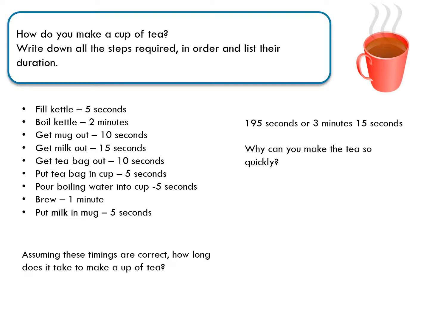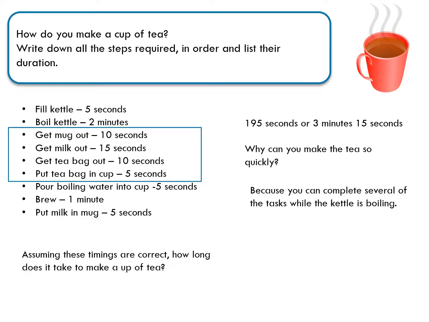Now you might notice that this isn't the same as just adding all the times together. So why can I make the tea so quickly? Why can I make it quicker than adding all these different times together? And the key is that I can complete several tasks while the kettle is boiling. I can get the mug out, get the milk out, get the tea bag out, and put the tea bag in the cup, all while we're waiting for the kettle to boil.